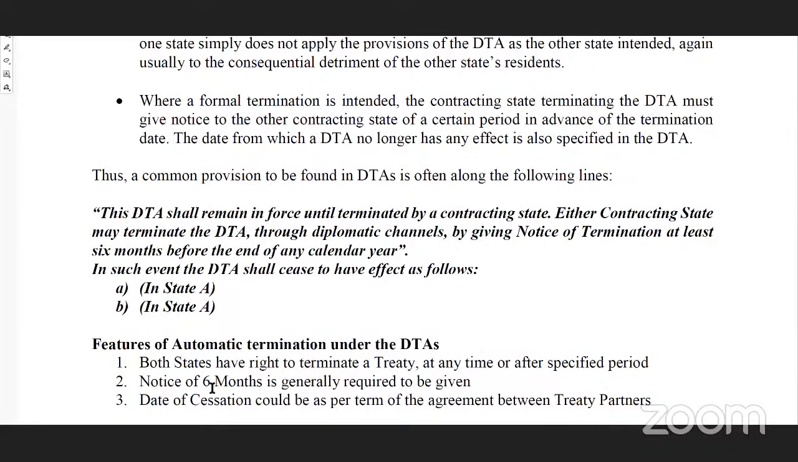So features of automatic termination: both states have the right to terminate, and a notice of 6 months is generally required to be given. And the date of cessation could be as per the terms of the agreement between the treaty partners. So it means that there could be a formal termination where both parties intended, or an informal termination where maybe you couldn't perform your functions, you have changed your law without informing them, or you have breached an agreement. So these are the conditions under which a treaty is terminated. I know today I have bombarded people with so much information.